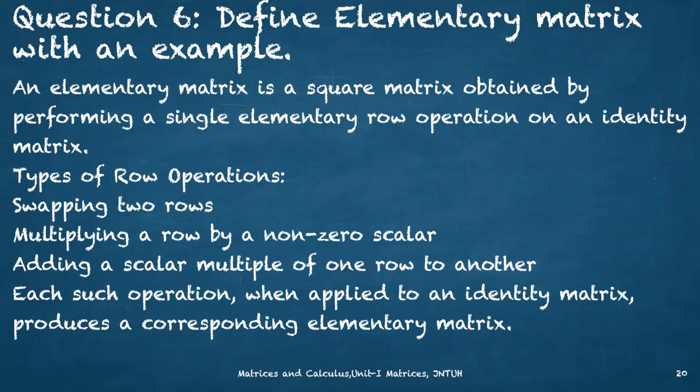First, swapping two rows. Second, multiplying a row by a non-zero number. And third, adding a multiple of one row to another row. When we apply any one of these operations to an identity matrix, the result is called an elementary matrix. These matrices are very useful in simplifying other matrices through row operations.